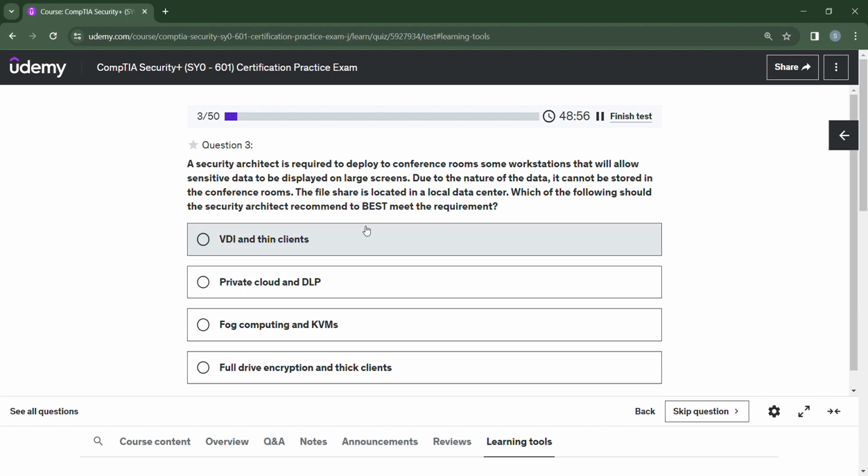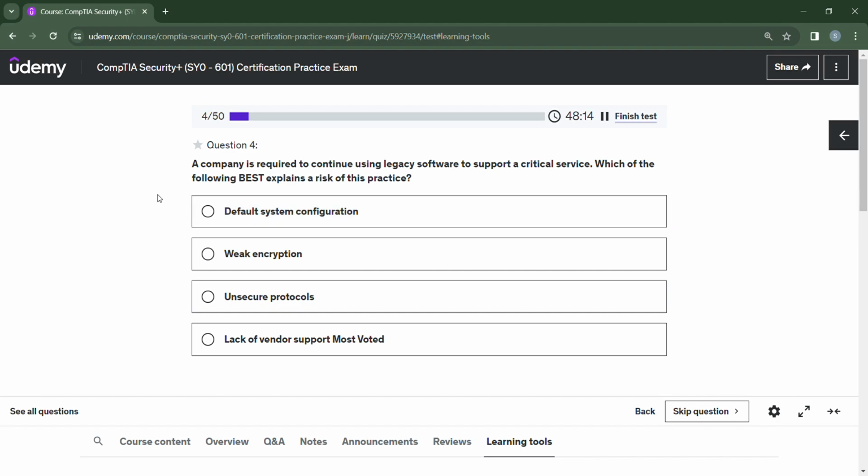Security architect is required to deploy to conference rooms some workstations that will allow sensitive data to be displayed on large screens. Due to the nature of the data, it cannot be stored in the conference rooms. The file share is located in a local data center. Which of the following should the security architect recommend to best meet the requirements? I'm going to go with thin clients and VDI.